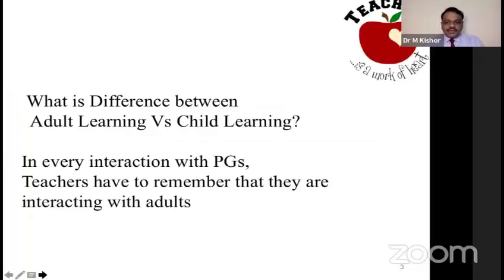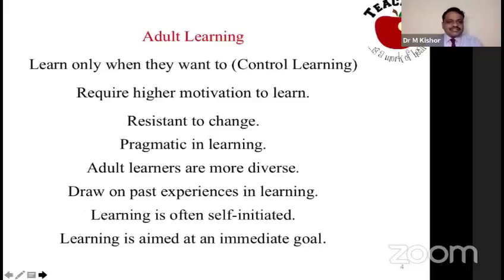Now, what we want to emphasize is that in every interaction with the postgraduates, teachers have to remember that they are interacting with adults. This is something we have to think about every time, because most of the time we assume that we are dealing with them as children. Now, what does adult learning encompass?